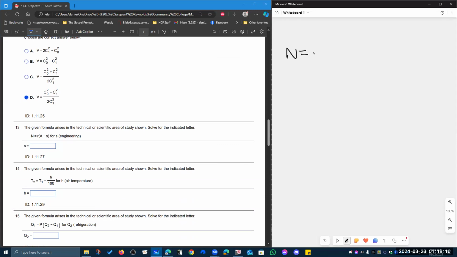Capital N equals R times capital A minus S. Solve for S. Capital N over R equals A minus S. So S plus N over R equals A. So S equals A minus N over R.